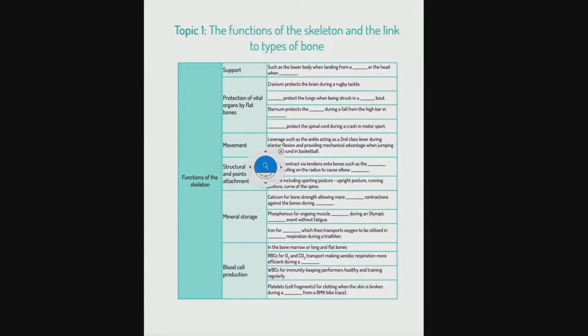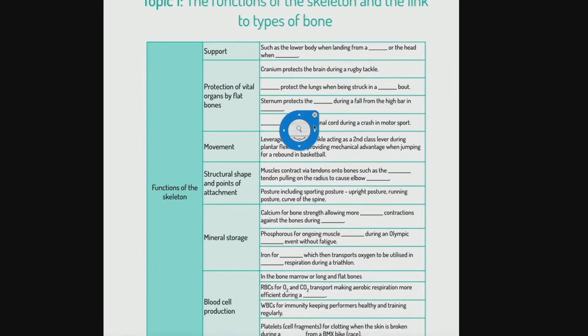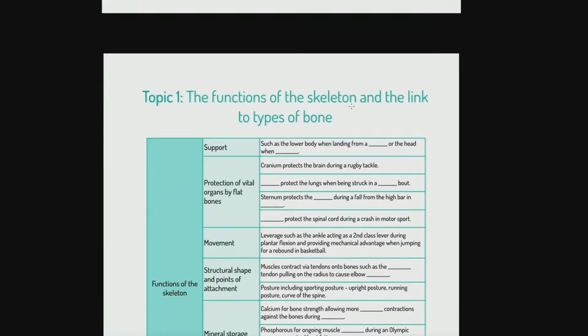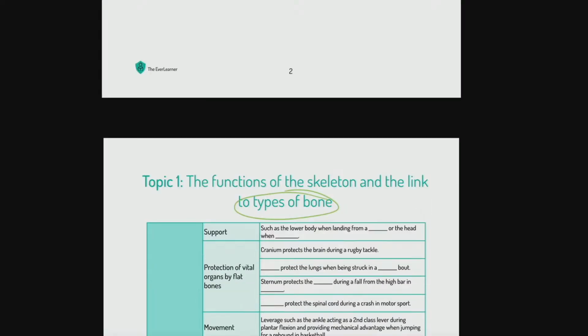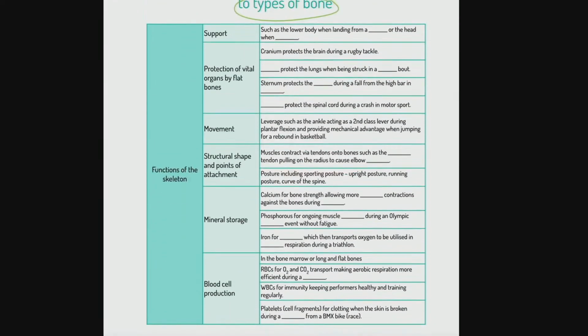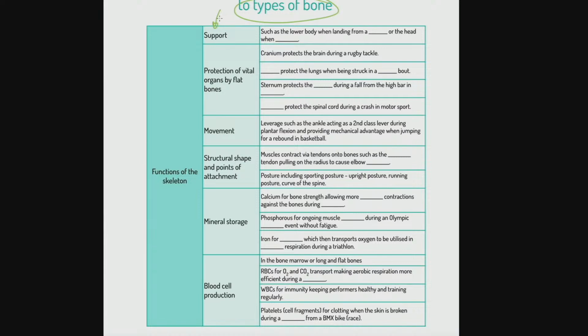I'm just going to zoom in slightly, just to give you a bit more clarity. We're looking here at the function of the skeleton and linking it to the type of bone. So to be clear here, we are linking to the type of bone. So let's have a little look at this. You've got the functions of the skeleton here. That's nice and simple. I'm not going to get too much into that. But what we're going to do is start filling in some of these spaces.